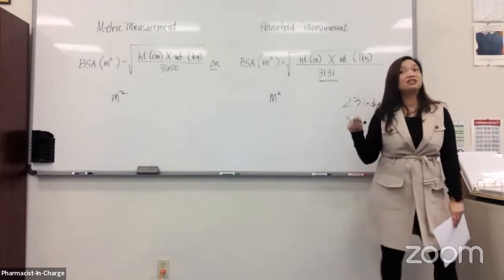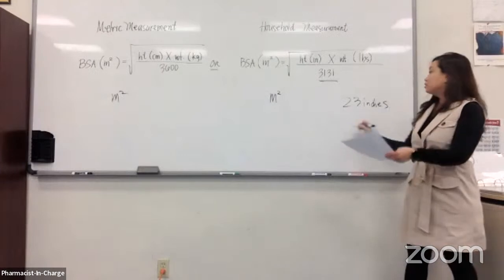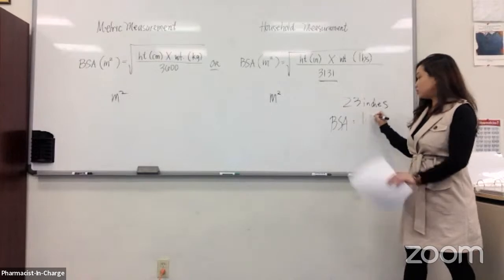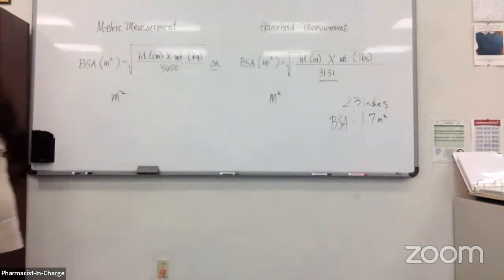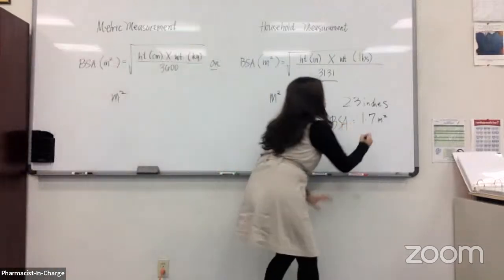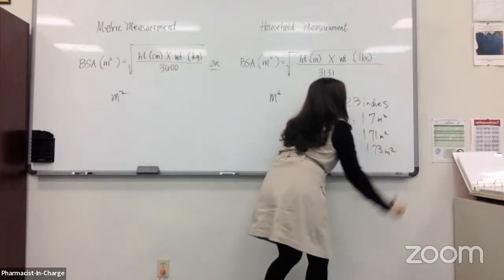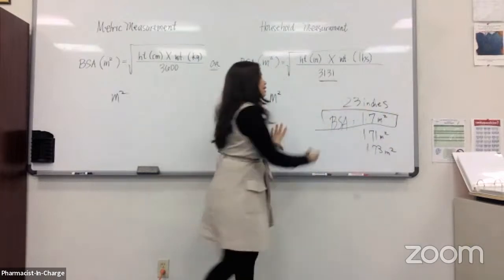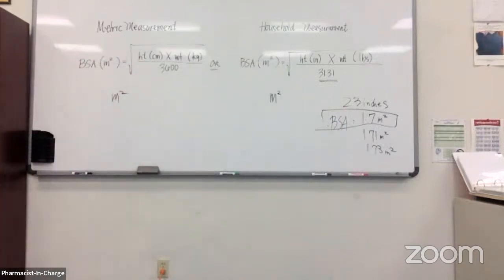You have to remember, just like 0.9% sodium chloride is normal saline, the normal body surface area of an adult is 1.7 meters squared. I was looking at your textbook because sometimes they use 1.71 meters squared, some books 1.73 meters squared. For purposes of uniformity, we'll use this. And I think your final exam used this one. Hint, hint, wink, wink.